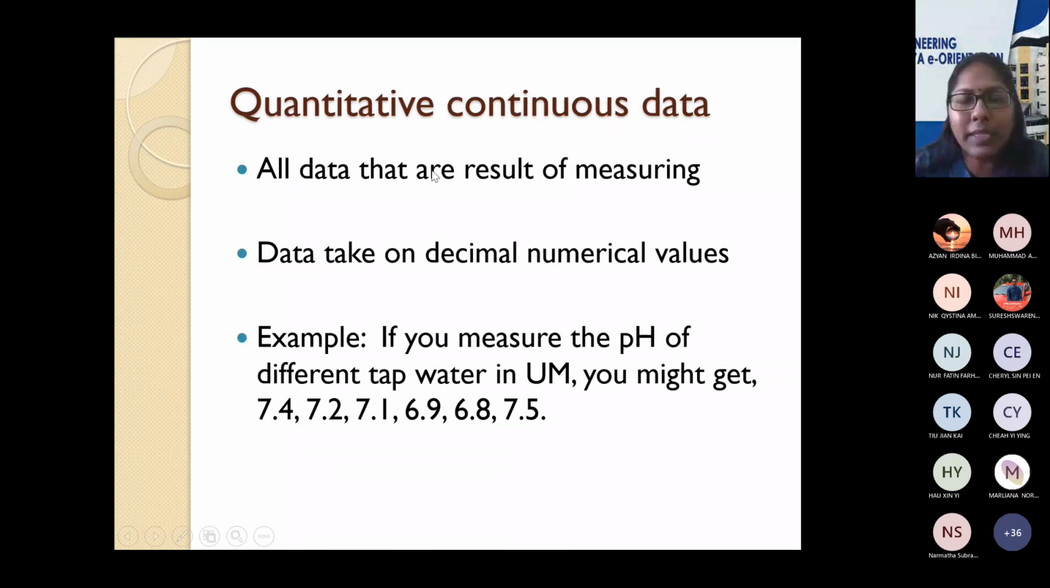For continuous data, it can be any value. It can take decimal values. So one of the examples given here is the pH. So your pH can have decimal points. So it's continuous. It can be 0.4, 0.56, 0.5 to 1. So it can be continuous. Yes, thank you, Harsh. Okay, so height is continuous.